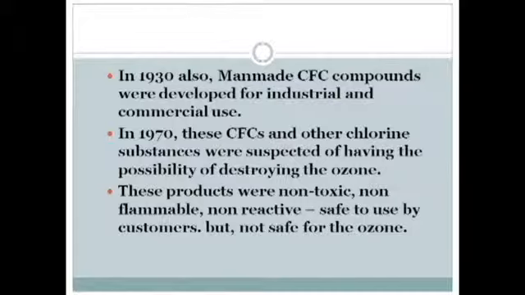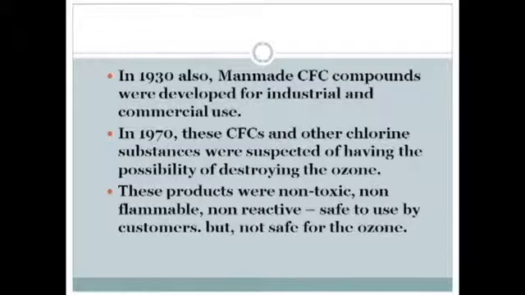In 1970, these CFCs and other chlorine substances were suspected of having the possibility of destroying the ozone. We started to use all the CFC products, and then in about 40 years, they found out that they were actually contributing at a very high level to the ozone layer depletion.